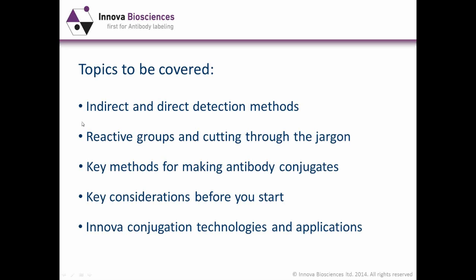This is what we're going to be covering today: indirect and direct detection methods, reactive groups, and cutting through some of the jargon, key methods for making antibody conjugates, key considerations before you start. And I'll put this at the end because it's easier to understand why they're key considerations if we do them here. I'll finish off with some details about Innova conjugation technologies and applications.